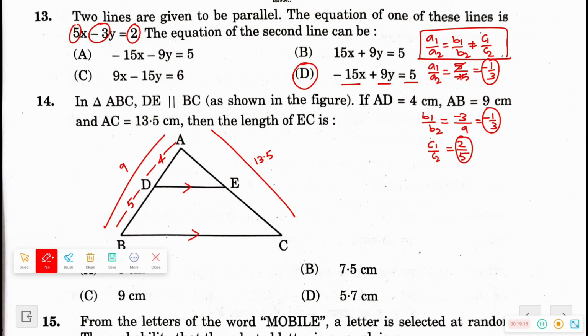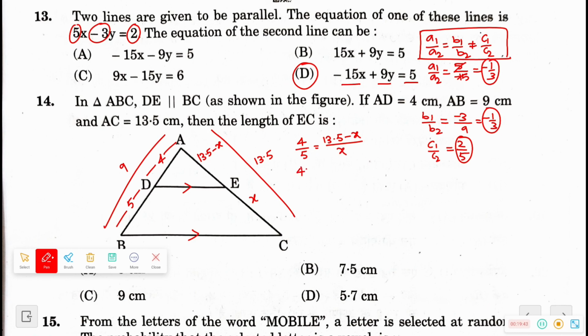Then what we have to do? What we have to find is EC. So let's take EC as x. Then AE will become 13.5 minus x. Now we can use basic proportionality theorem: AD by DB is equal to AE by EC. Then we get 4 by 5 is equal to (13.5 minus x) by x.